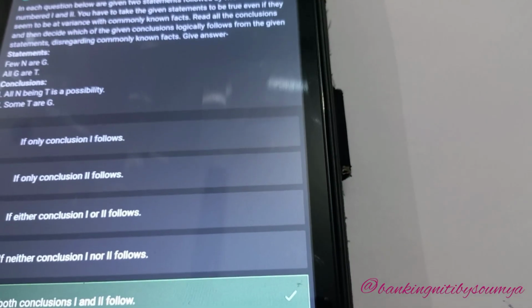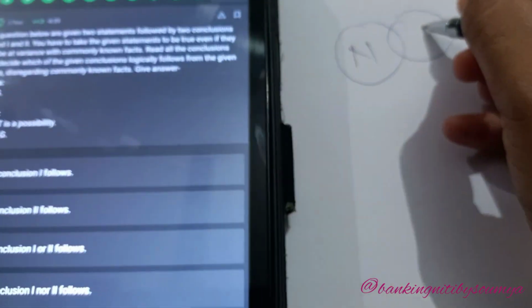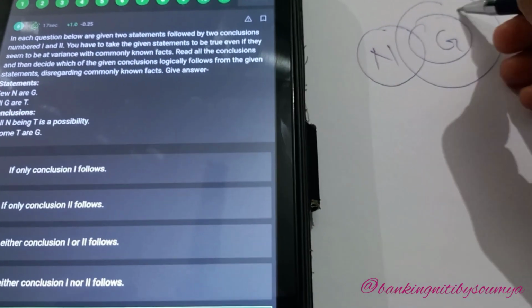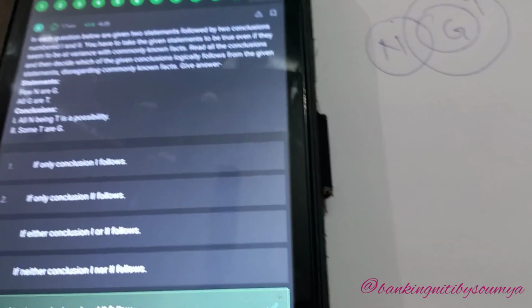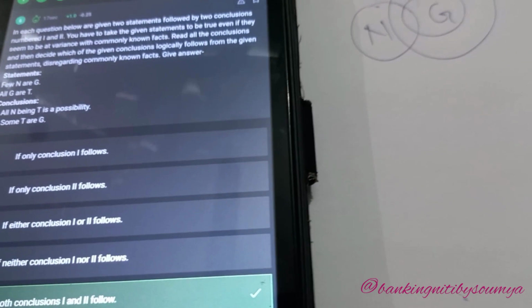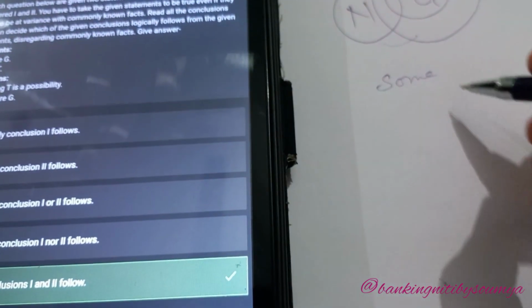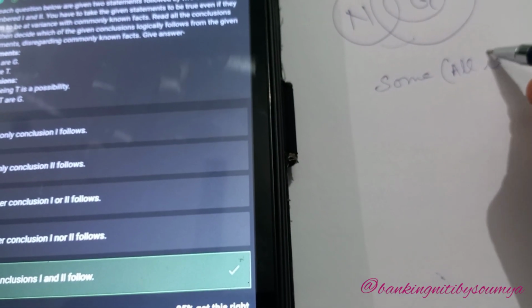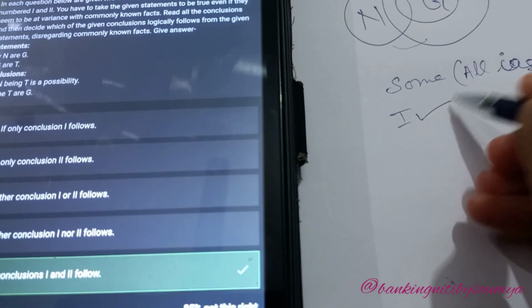Our first question is: few N are G, all G are T. So this is how we will make a Venn diagram. Now the conclusion is all N being T is a possibility. Yes, in the case of some, because here some N are T, in the case of some, the all case is a possibility. We can use possibility in the all case. So our first conclusion is true.